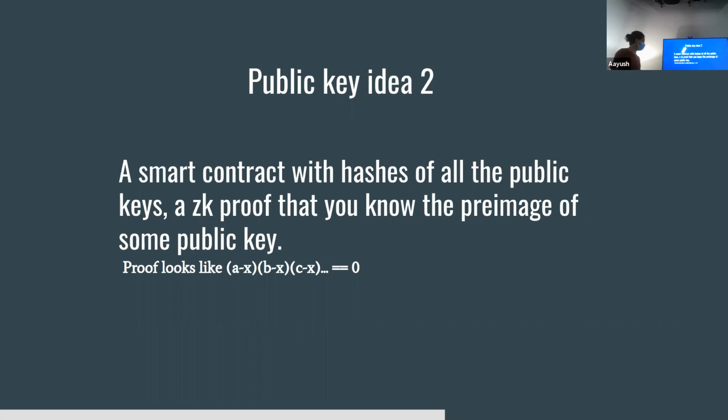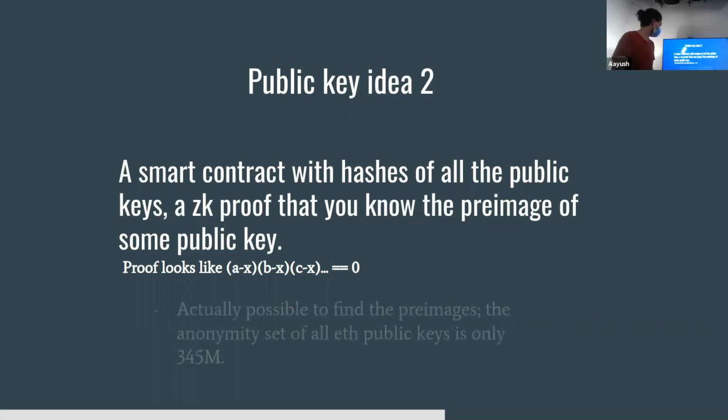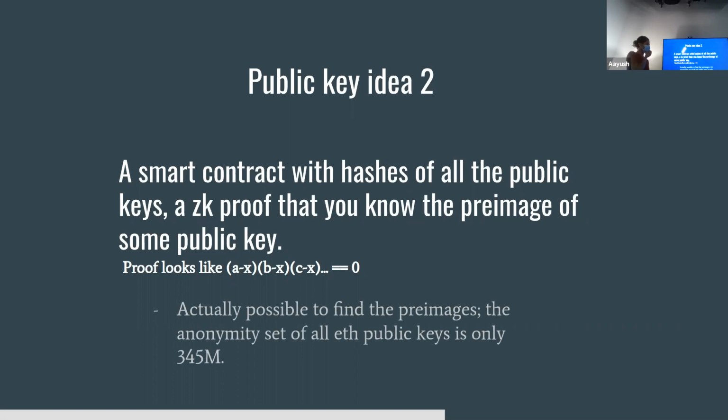Okay, so this is a little bit tricky. This also took us a while to get. But basically, it's actually possible to figure out the pre-images of these just knowing the hashes because the anonymity set is quite small. There are only 245 million Ethereum public keys at all. And so one could just hash all of them and check, okay, these are the ones in the smart contract. And so it's not actually as anonymous as you might think.